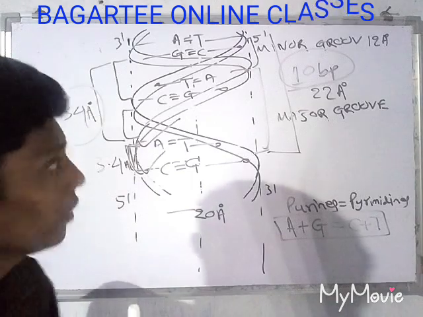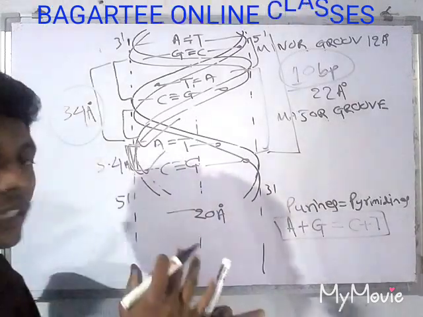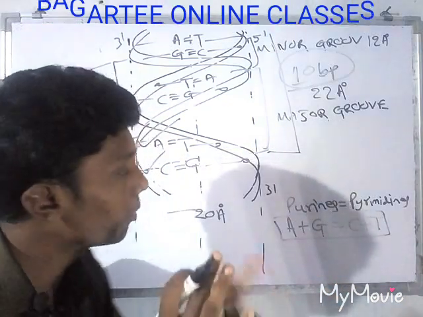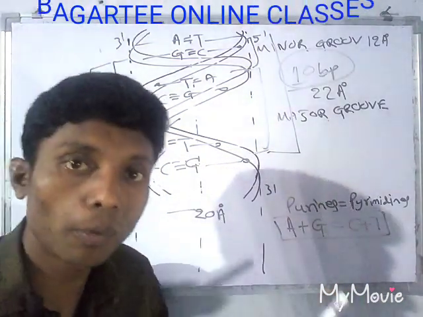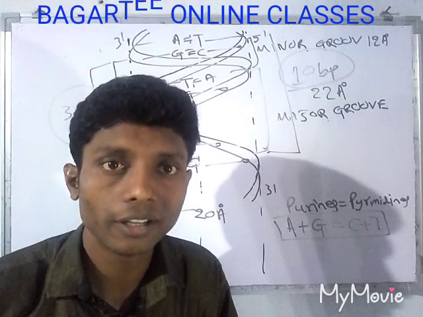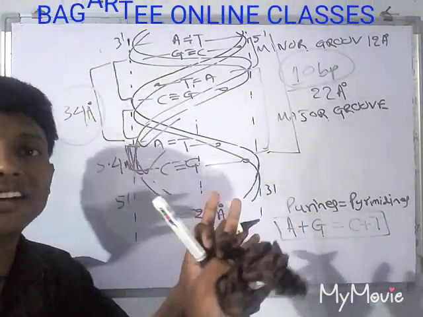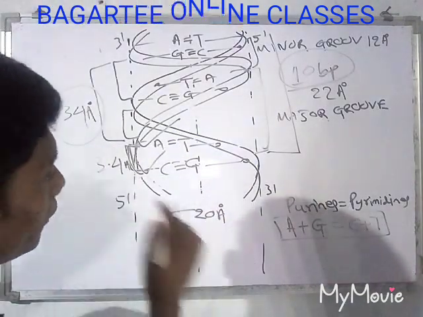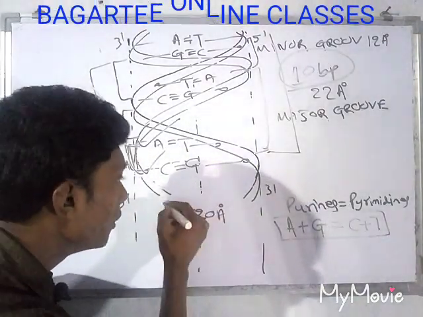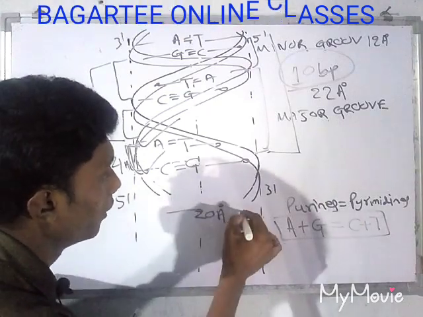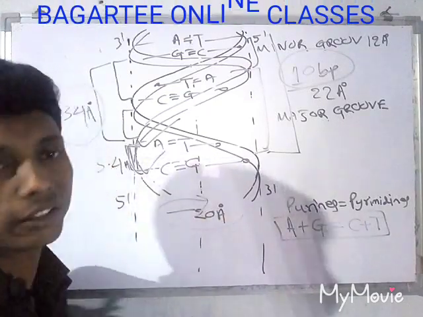Okay, and one thing: as these two strands are in helical mode, in twisting condition, the B-DNA that has been proposed by Watson and Crick is right-handed in nature, twisting to the right hand side. And the helical diameter is 20 angstrom.